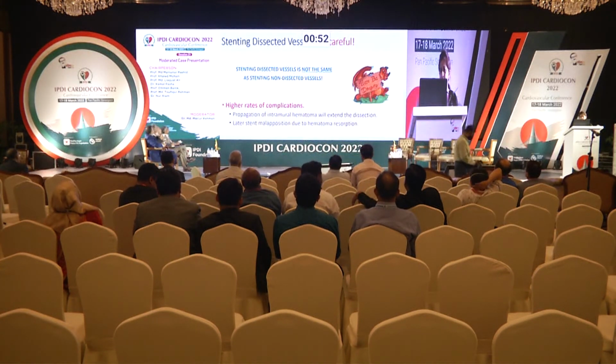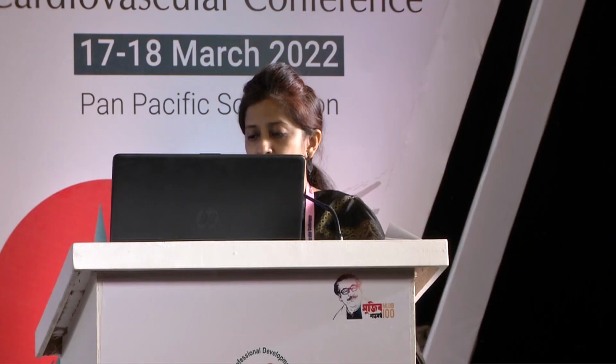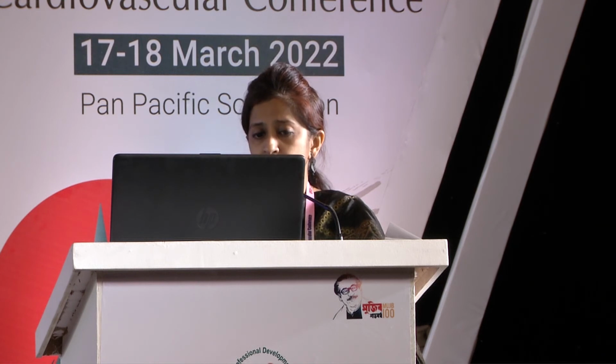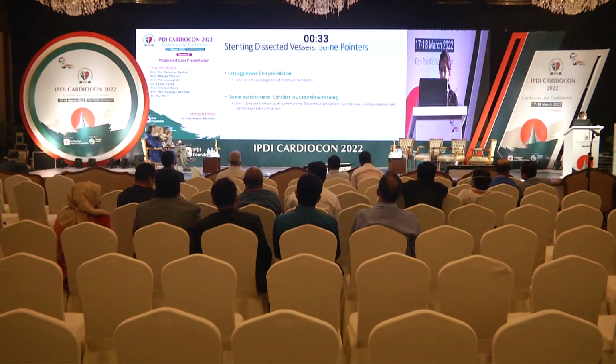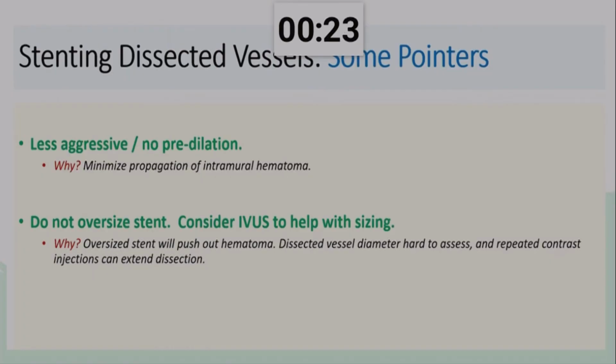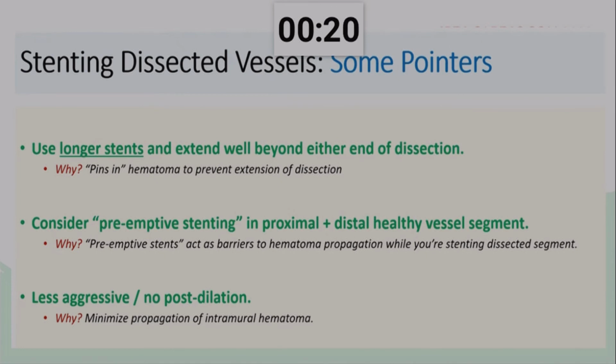Stenting of a dissected vessel is different from stenting of a non-dissected segment because of a higher rate of complications, due to propagation of intramural hematoma in the distal segment causing extension of dissection, and later stent malposition due to hematoma resorption. So for stenting of a dissected segment, we should be less aggressive. There should be no pre- and post-dilatation, and we should not oversize the stent, otherwise it will push out the hematoma. A longer stent should be taken, so both the proximal and distal ends of the dissection are pinned off.